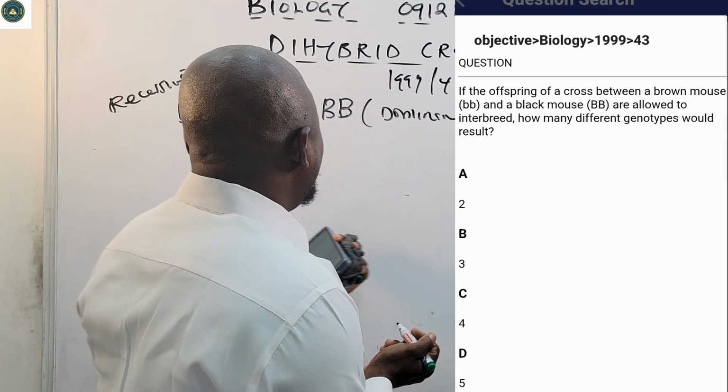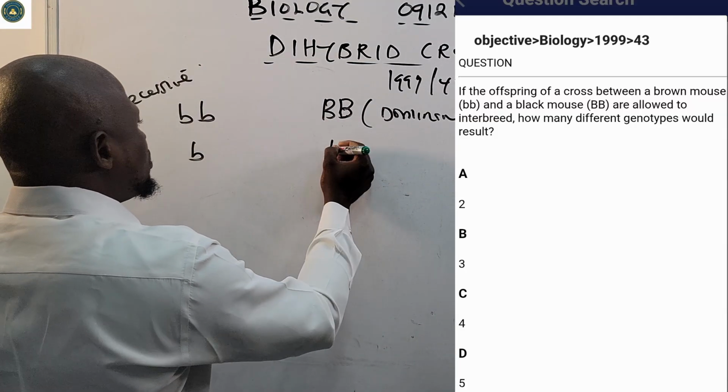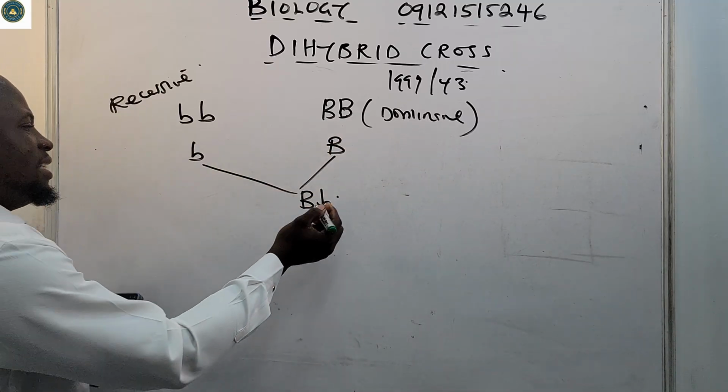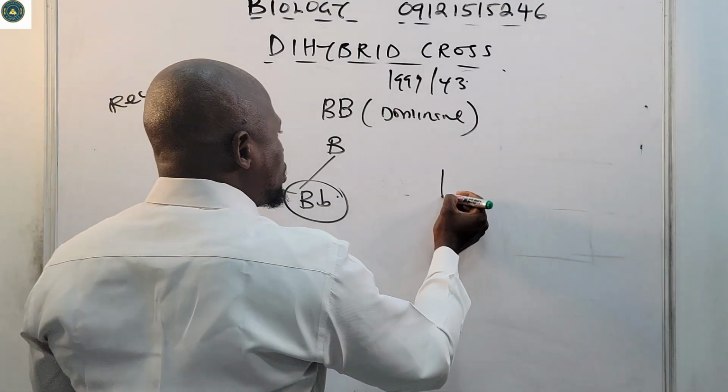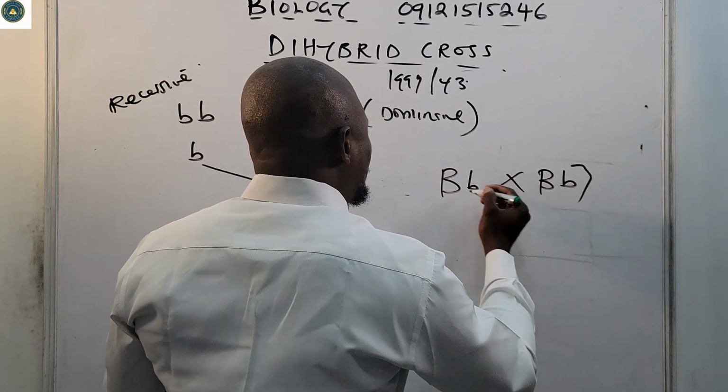So now, if we do our cross, here we have one gamete, this one will bring b, this one will bring B. The cross is going to have Bb, isn't it? Now, it is this one that crosses to F2. So I'm going to have Bb and Bb. This is what we want to cross.